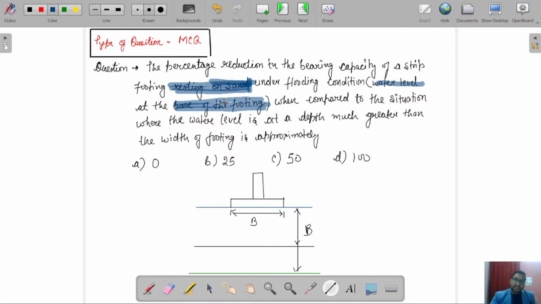Now it is given, it is a sand. It means C value will be 0.